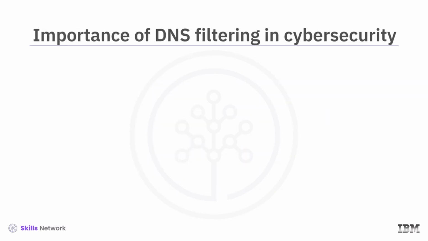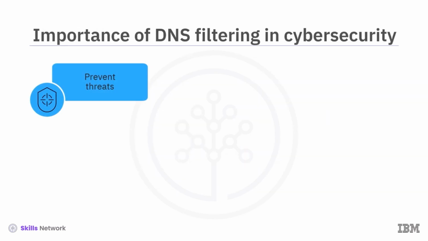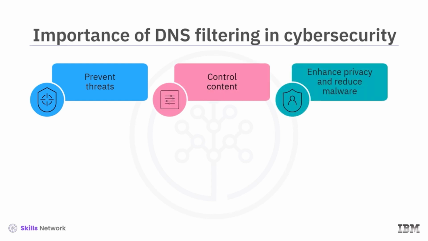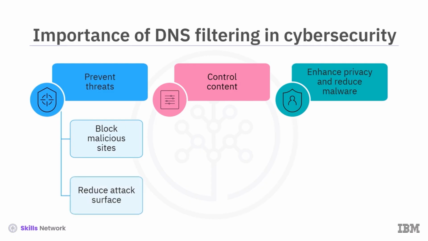Cybersecurity uses DNS filtering to prevent threats, control content, and enhance privacy. DNS filtering to block malicious sites is a frontline defense against cyber threats. By blocking access to domains associated with malware, phishing, and other malicious activities, DNS filtering helps prevent infections and data breaches before they occur. DNS filtering reduces attackers' potential entry points by limiting access to known bad domains, making it harder for them to compromise the network.